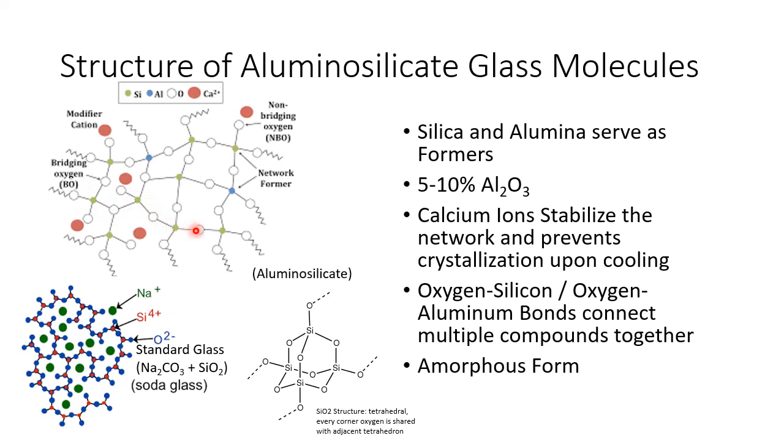amorphous construction. Down here we see a simpler glass that just utilizes the silicon and the sodium carbonate. This is more commonly referred to as soda glass. Finally, we can see the basic crystal structure here of just a silicon oxide.